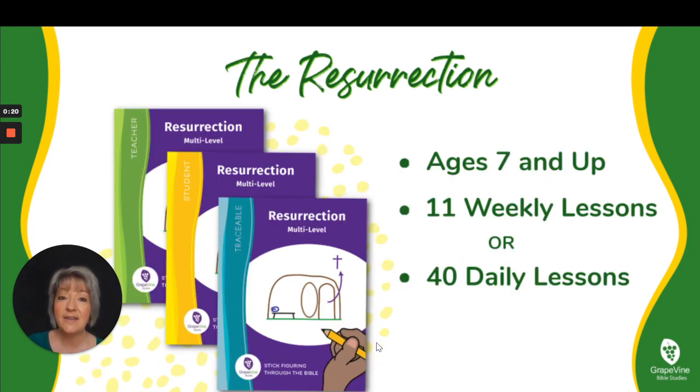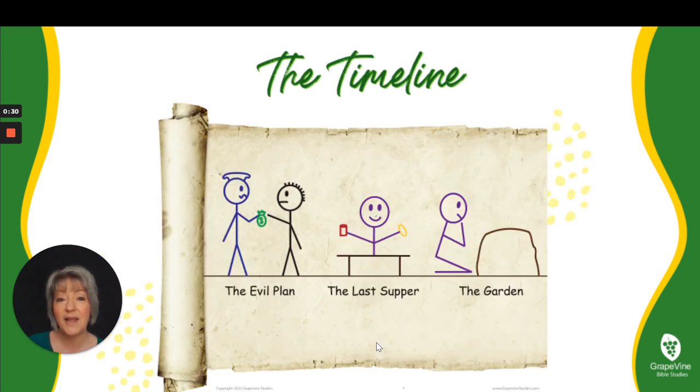The study is designed for ages 7 and up and can be completed in 11 weekly lessons or 40 daily lessons. The study begins with the timeline of the resurrection, beginning with the evil plan by the religious leaders to kill Jesus and ending in his triumphant ascension into heaven. The timeline gives you the major characters and events for the resurrection. Once the map is in place, we begin to go through each point on the timeline one by one and look more in depth at it as we go through the lessons.